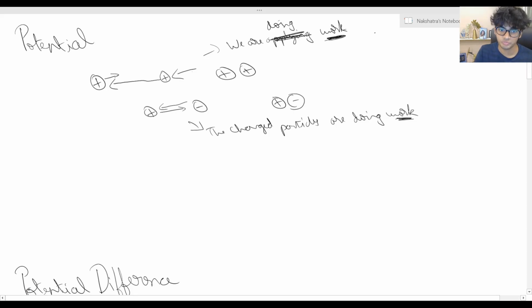सो अगर दो चार्जेस को पास में लाना पड़ेगा तो वर्क होगा ही होगा. Work will definitely happen whether we are doing it or the charged particles are doing it. Work will take place. Okay, so now if I want to bring a lot of charges together, let's say I want to bring 5 positive charges together, then put one negative charge here, one negative charge here, one positive, one negative, one positive, like this.